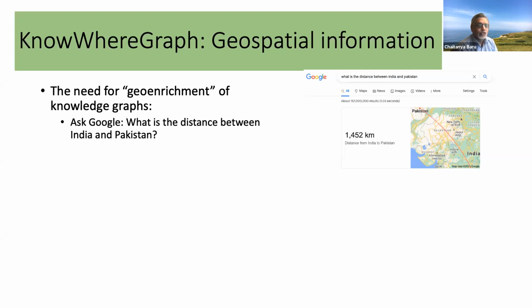So earlier we talked about GeoSPARQL. So there are some geo capabilities, but it turns out that most of the knowledge graph data that's out there is still quite handicapped in terms of its geospatial information. So here I have an example, right? You can actually go to Google and type this question: what is the distance between, I pick India and Pakistan, only because I happen to know where they are, and maybe some people don't know, so they might be wondering, what is the distance between India and Pakistan? And Google will say 1,452 kilometers.